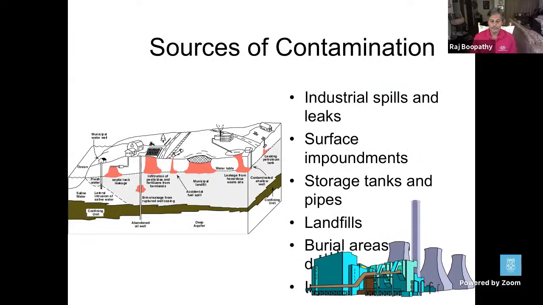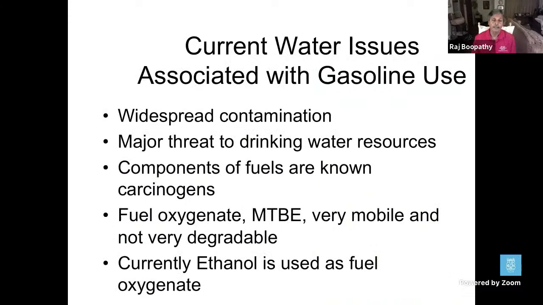So here is a picture to show the various sources where they're coming from. It can come from storage tanks, underground storage tanks, leaking septic tanks, infiltration galleries, landfill leachate. And there are various sources where you can get this pollution: industrial sources, landfills, burial areas, and dump sites.